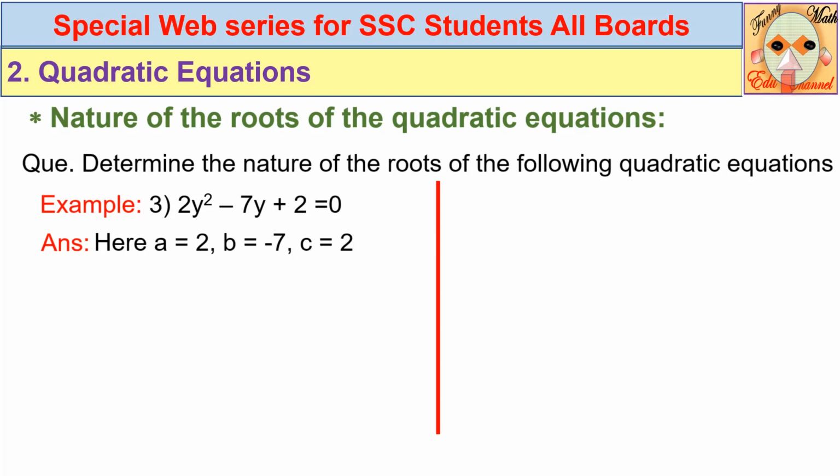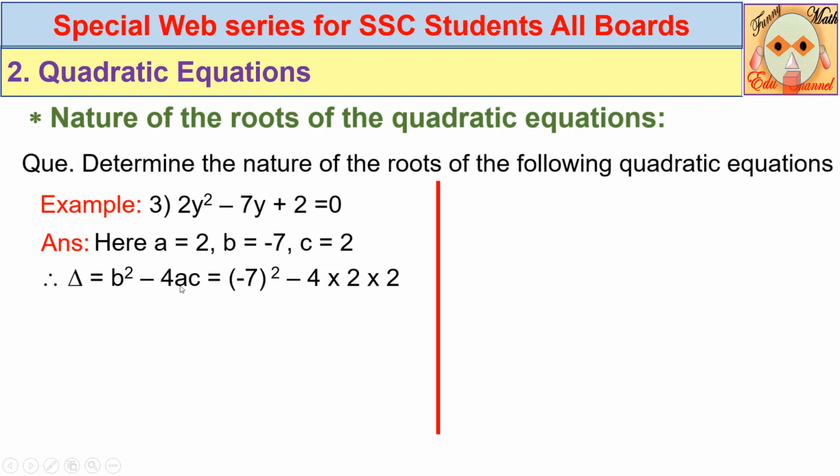A equal to 2, b equal to minus 7, c equal to 2. Now delta is equal to b square minus 4ac. Now b square, that is minus 7 square, minus 4 into a, that is 2, and into c, 2. Minus 7 square will be plus 49, and 4 twos are 8, 8 twos are 16, minus 16. Subtraction gives delta value 33, which is greater than 0, that is a positive value.